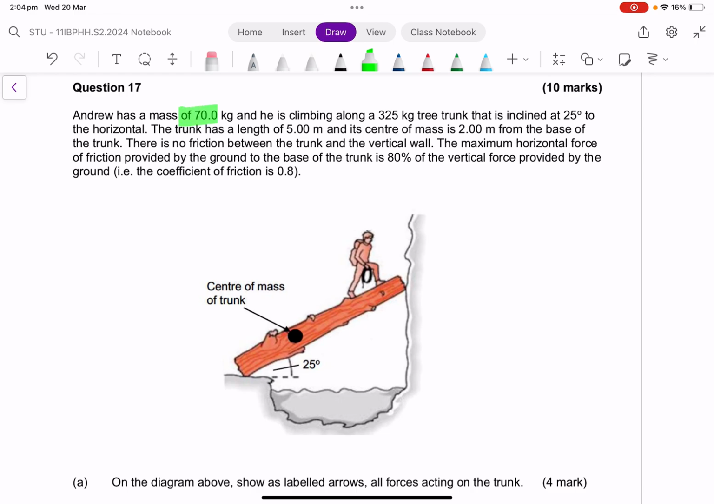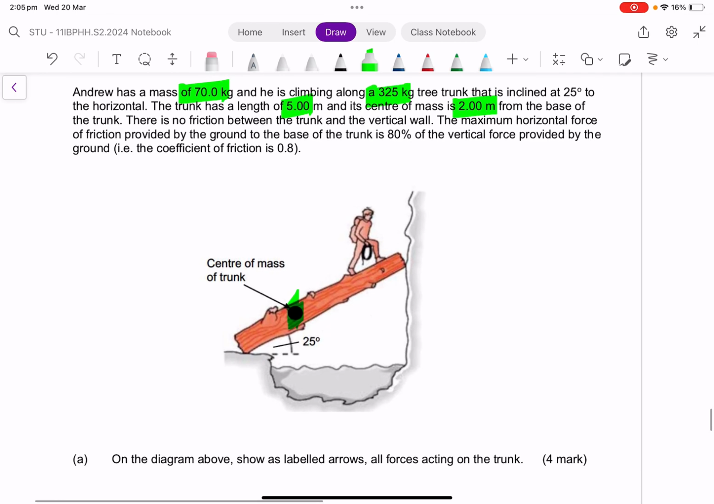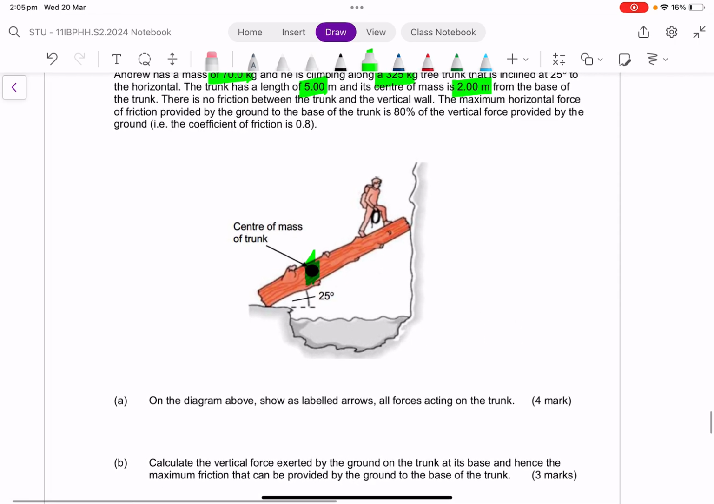70 kilogram dude, 325 kilogram tree. The trunk is that long, the centre of mass is 2 metres from the base, right? That's the centre of mass down here. The maximum horizontal force is 80% of the vertical force provided by the ground, i.e. the coefficient of friction is 0.8. We did that in the last topic or two, but I gave it to you to help you.